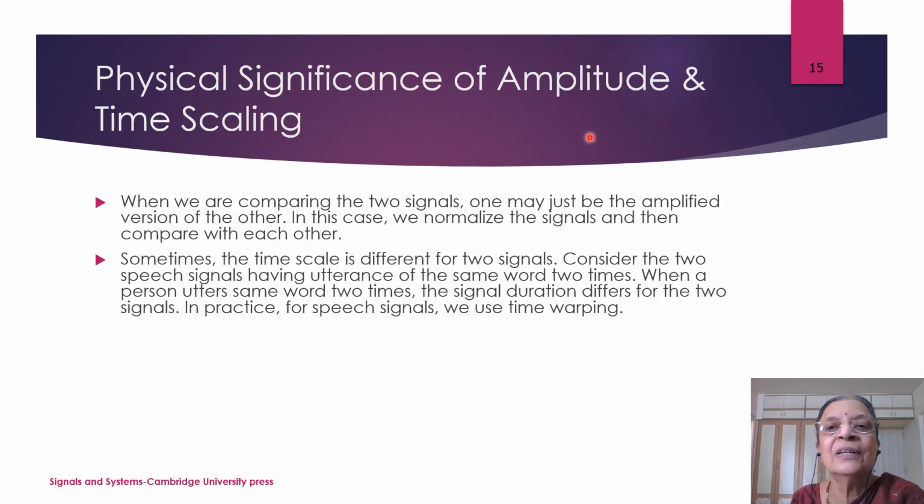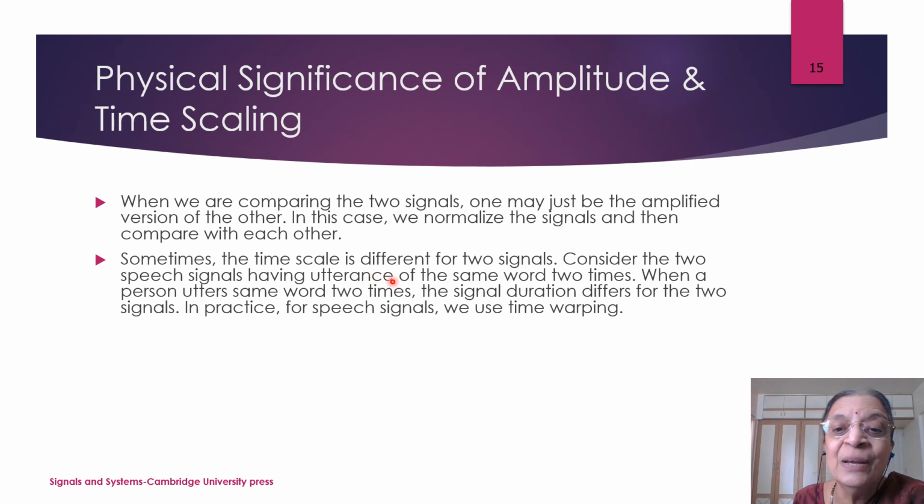Now what is the physical significance of amplitude or time scaling? Again, when we compare two templates, let us say that there is only a difference in the amplitude. What we can do is normalize the two signals and then compare. After normalization, the maximum amplitude for both the signals will be normalized to 1, and then you can compare, because otherwise the signals are the same.